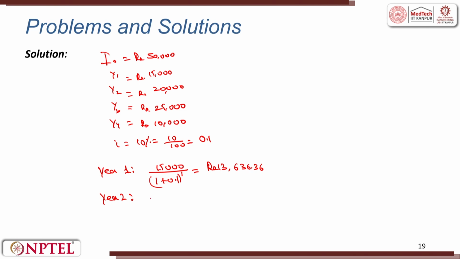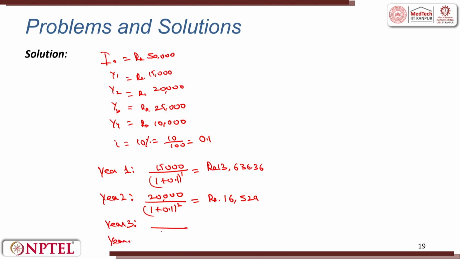For year 2, this is the cash flow 20,000 per unit. We have discount rate 10%, 1.1, and for the second year, so this is rupees 16,529. Similarly, we will calculate for year 3 and year 4.